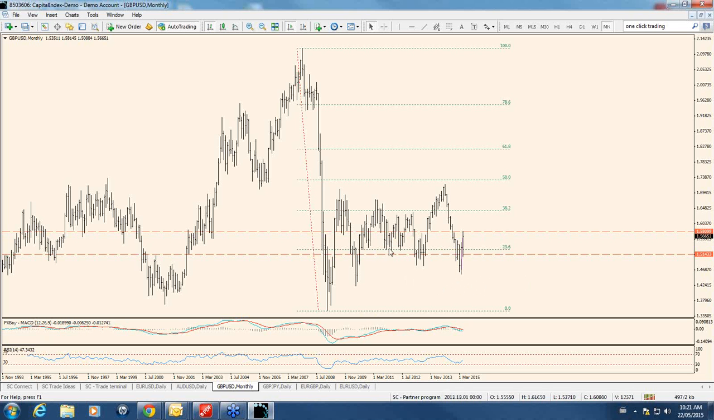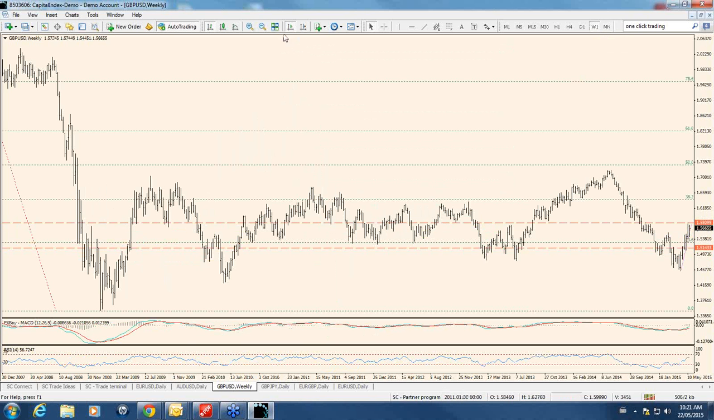This 23, that's a pretty strong horizontal. In here, I've added another horizontal. You can draw whatever you want, really. So here, most of the action is up there, so it's not really that relevant for us. Okay, so we will go to weekly.